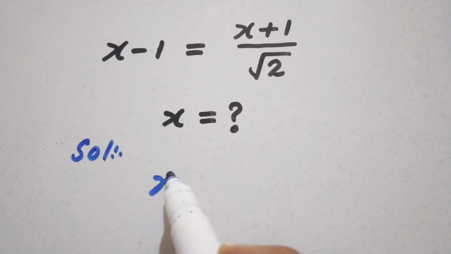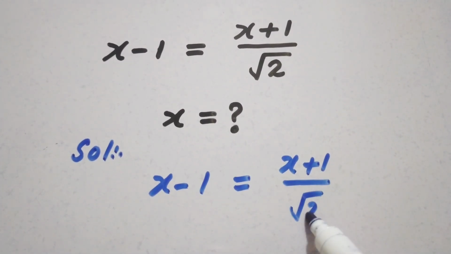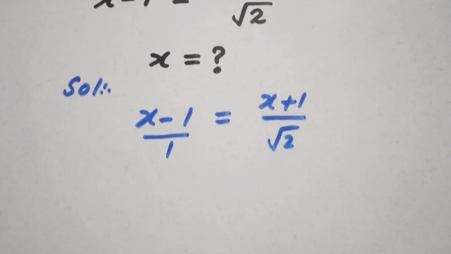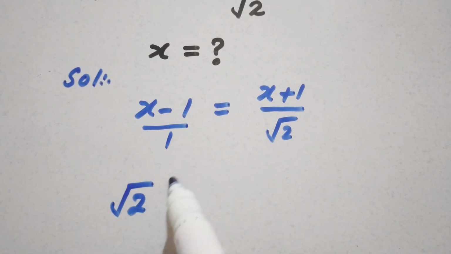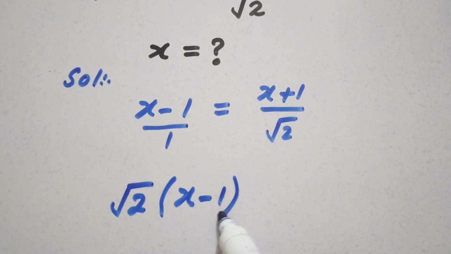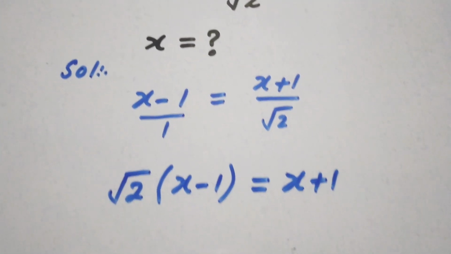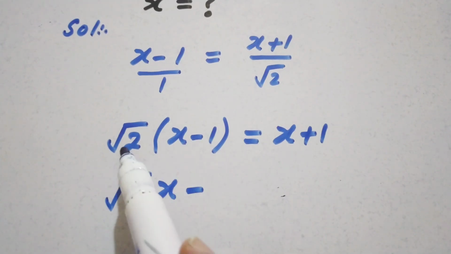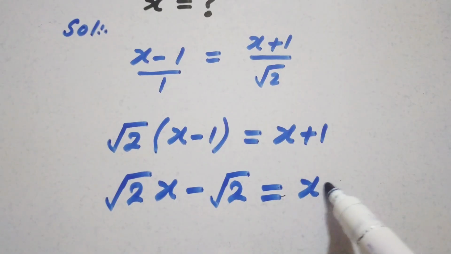As we have x minus 1 is equal to (x plus 1) divided by square root 2. In the denominator of x minus 1 there is 1. So first of all, by doing cross multiplication, square root of 2 will multiply with x minus 1, and this is equal to 1 multiplied with x plus 1. Now multiplying square root 2 with x minus 1, we get square root 2 x minus square root 2 is equal to x plus 1.